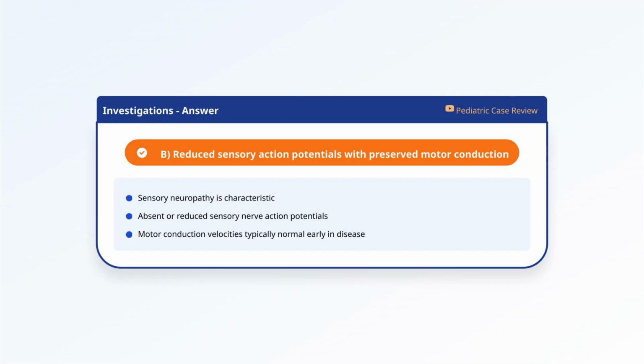Reduced sensory action potentials with preserved motor conduction. Nerve conduction studies in Friedreich ataxia typically show absent or markedly reduced sensory nerve action potentials, reflecting the sensory neuropathy that characterizes the disease. Motor conduction velocities are usually preserved until later stages of the disease, helping to distinguish it from other forms of peripheral neuropathy.